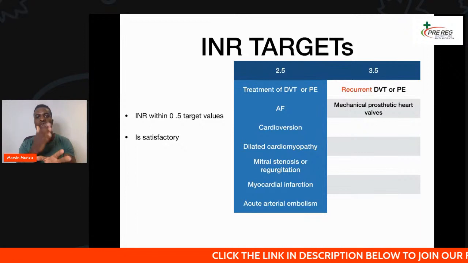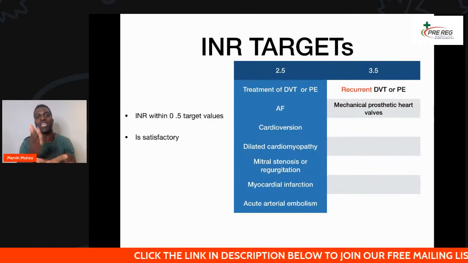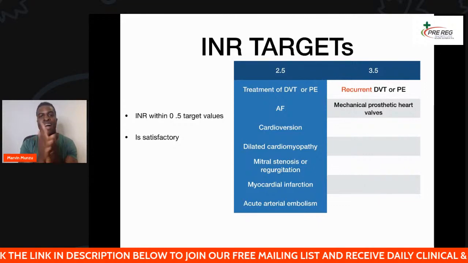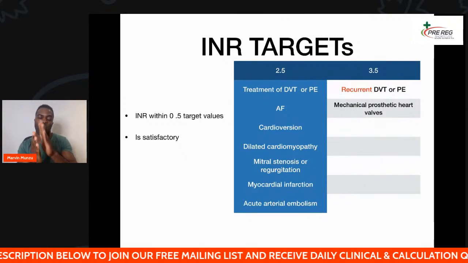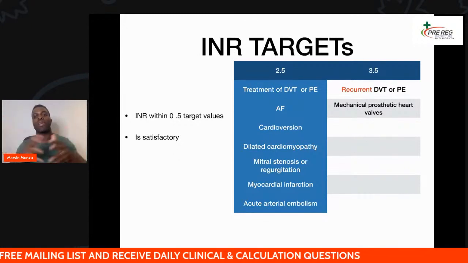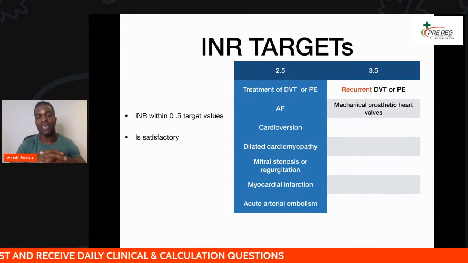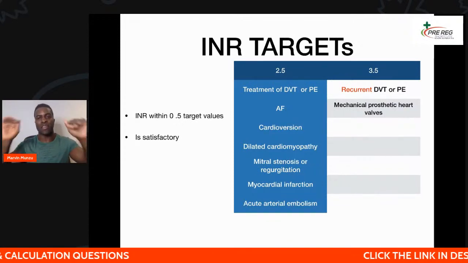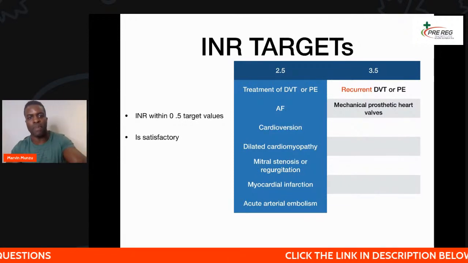All right. So you could treat DVT between 2 and 3, because although the target value is 2.5, you can go 0.5 down or 0.5 up. So really, anyone else got that, you want to treat for DVT, you could maintain the INR between 2 and 3. Great stuff, people. Great stuff.